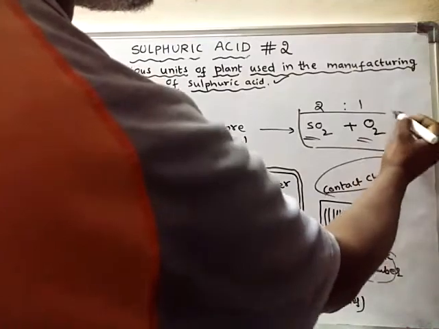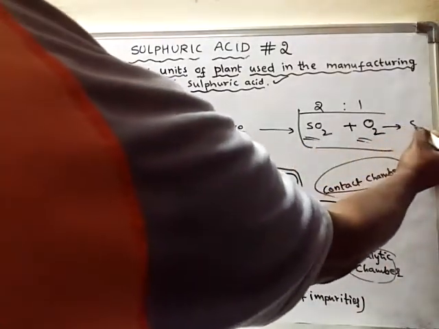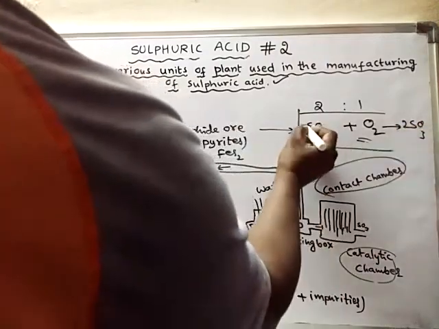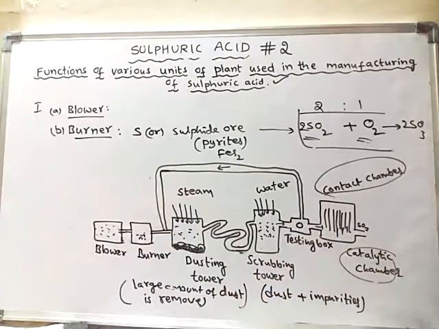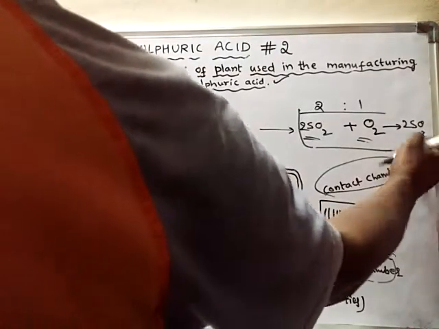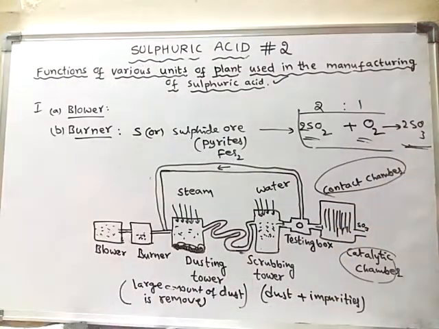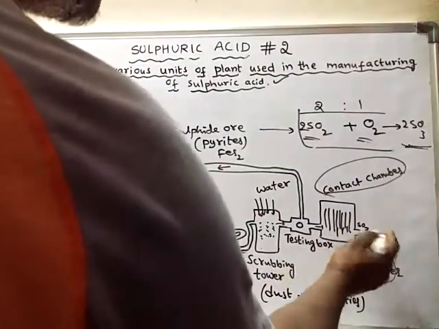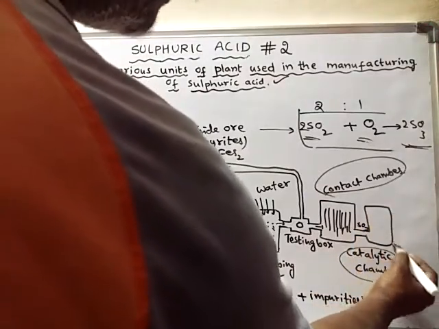Where is this reaction taking place? This reaction is taking place in the contact chamber, or catalytic chamber. The SO3 gas which is formed in the contact chamber is allowed to enter the absorption tower.